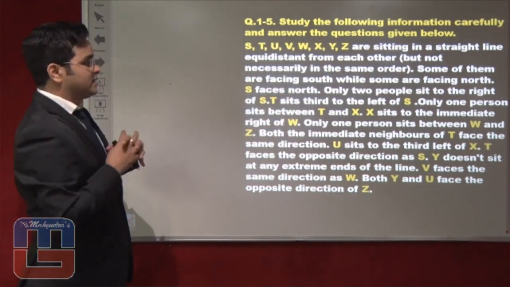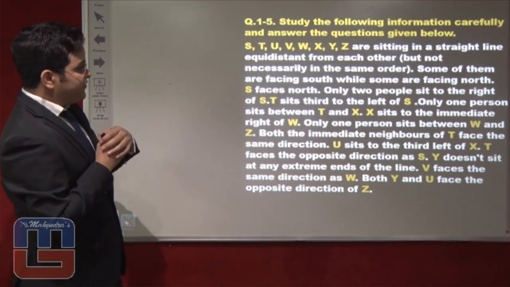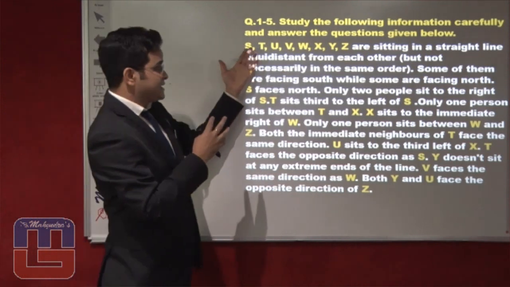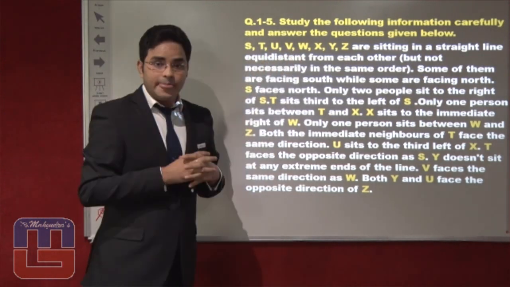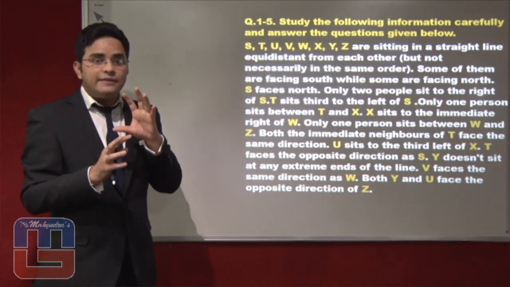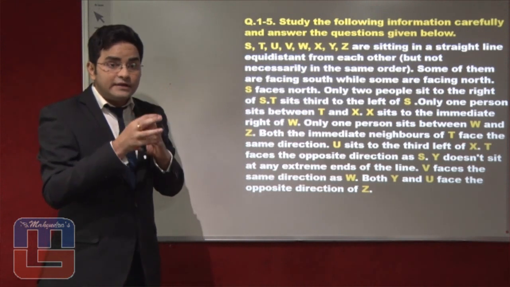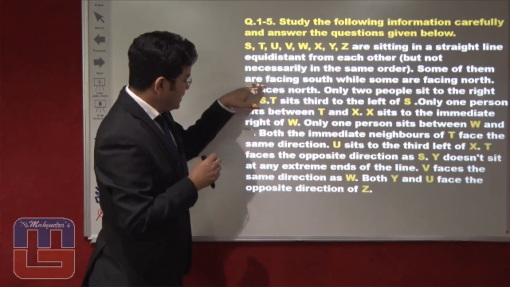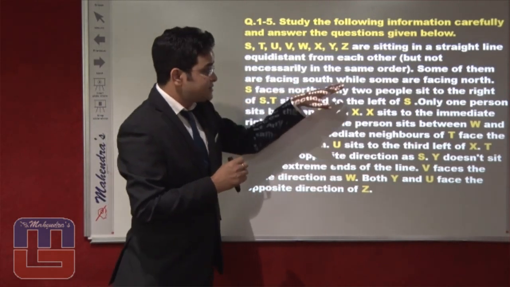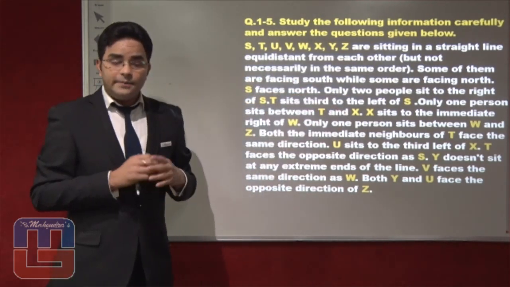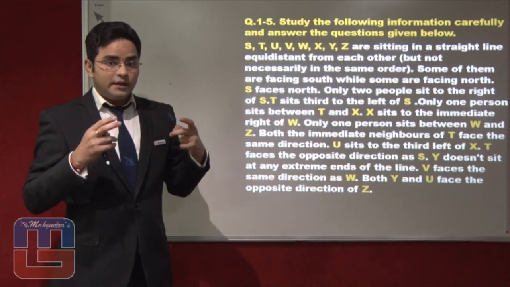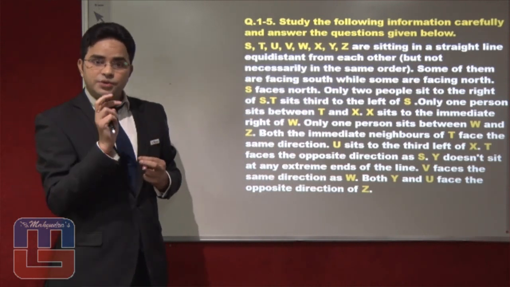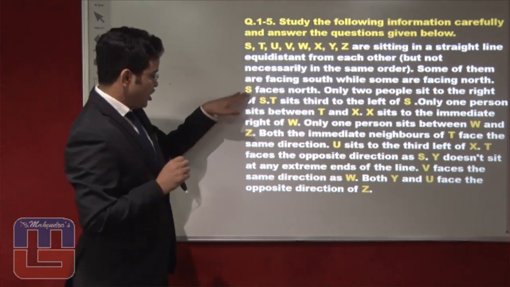Let's take another statement. They are sitting in a straight line equidistant from each other but not necessarily in the same order. They cannot be in the same order as given, S, T, U, V, W, X, Y, Z. We have to start with the statement which has definite things. Firstly, read the statement. They are saying some of them are facing south while some are facing north. It means it is not one direction. Here some people are facing north, some south, so it is going to be a little more crucial than the normal setting.